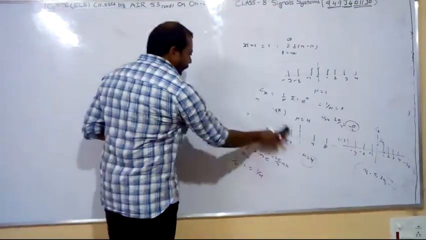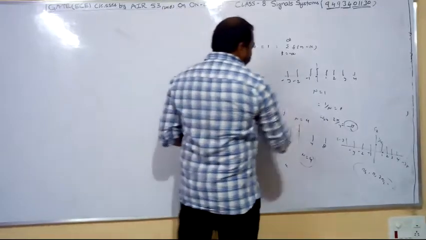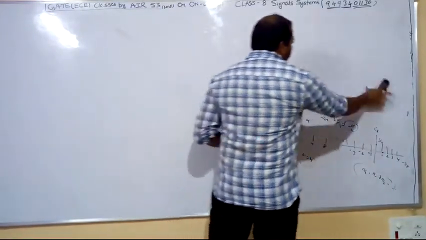See one more question. Given x of n is equal to minus 1 to the power n.